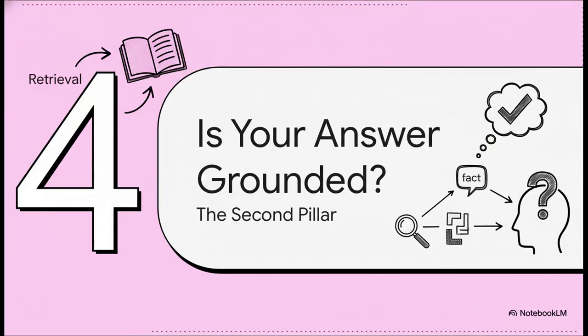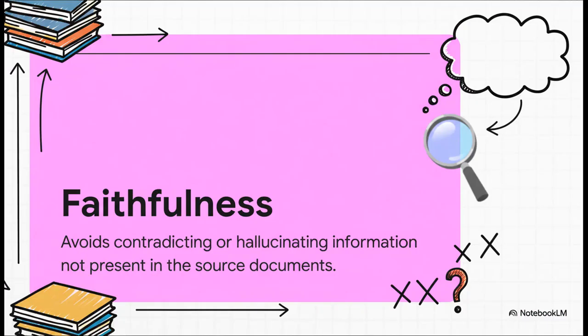Okay, so let's say our retrieval is humming along. We're finding the right stuff. Awesome. But that's only half the battle. Now we have to make sure the AI is using that information correctly and not just making things up. This whole problem is called groundedness. Faithfulness is your number one defense against hallucinations. It asks a simple question. Is every single claim in the answer supported by the documents we retrieved? If the answer includes stuff that wasn't in the context, boom, it fails the faithfulness test. It's as simple as that.